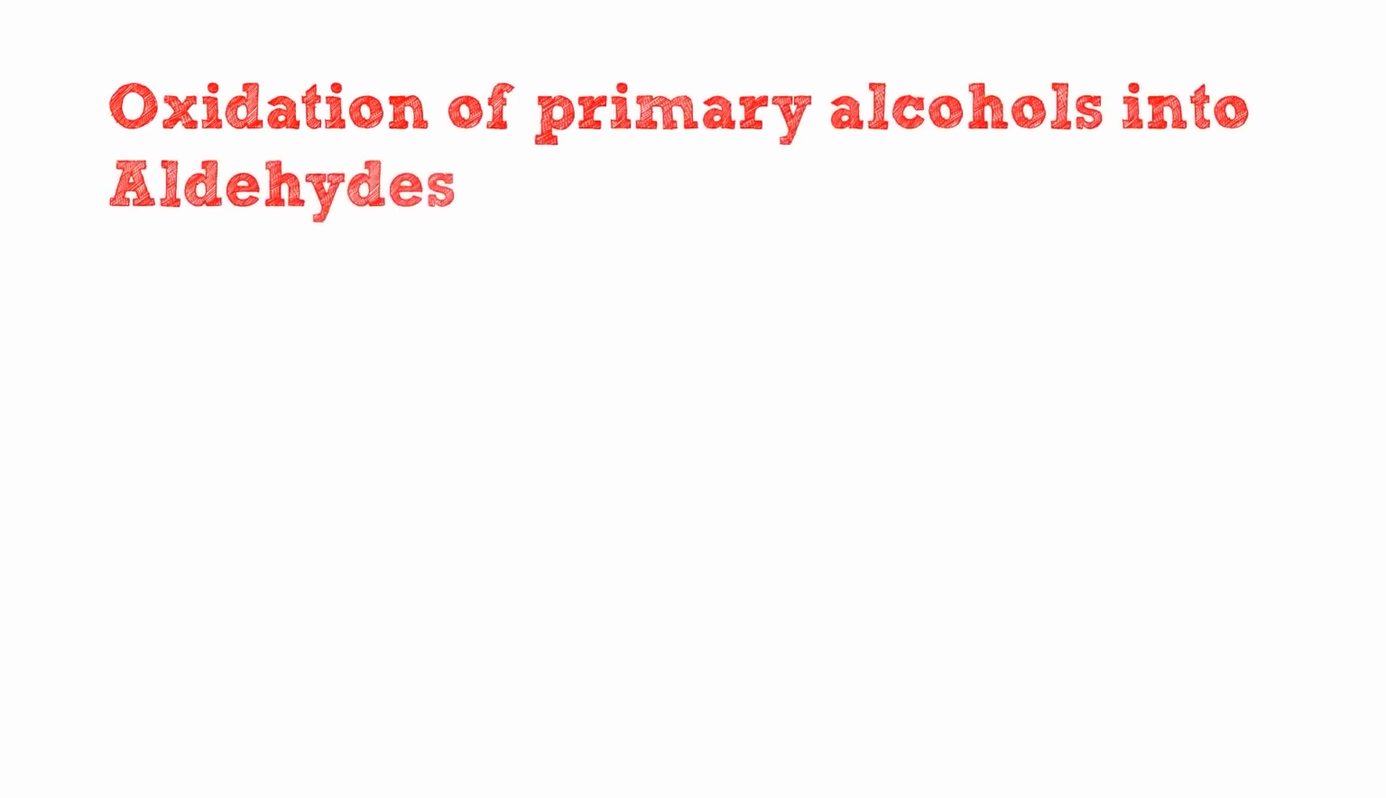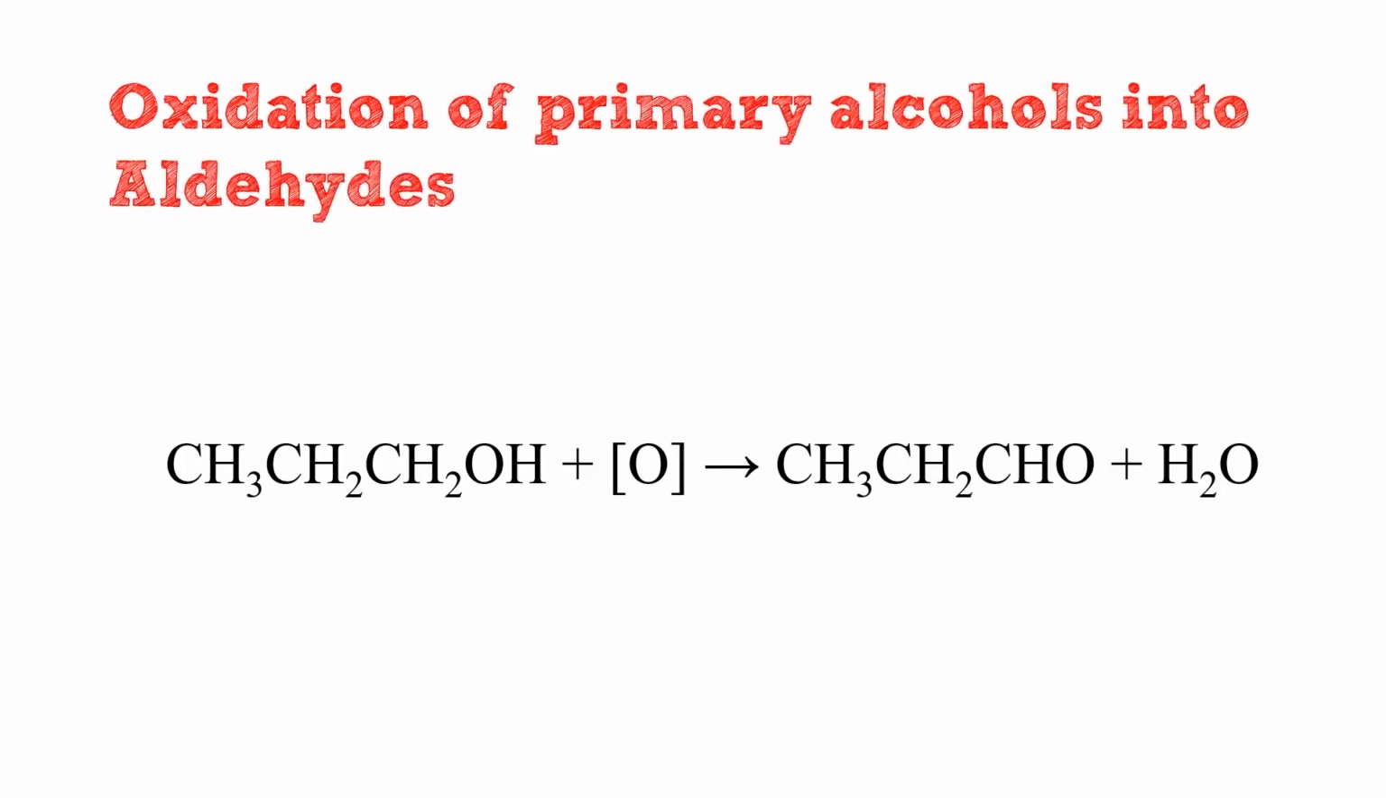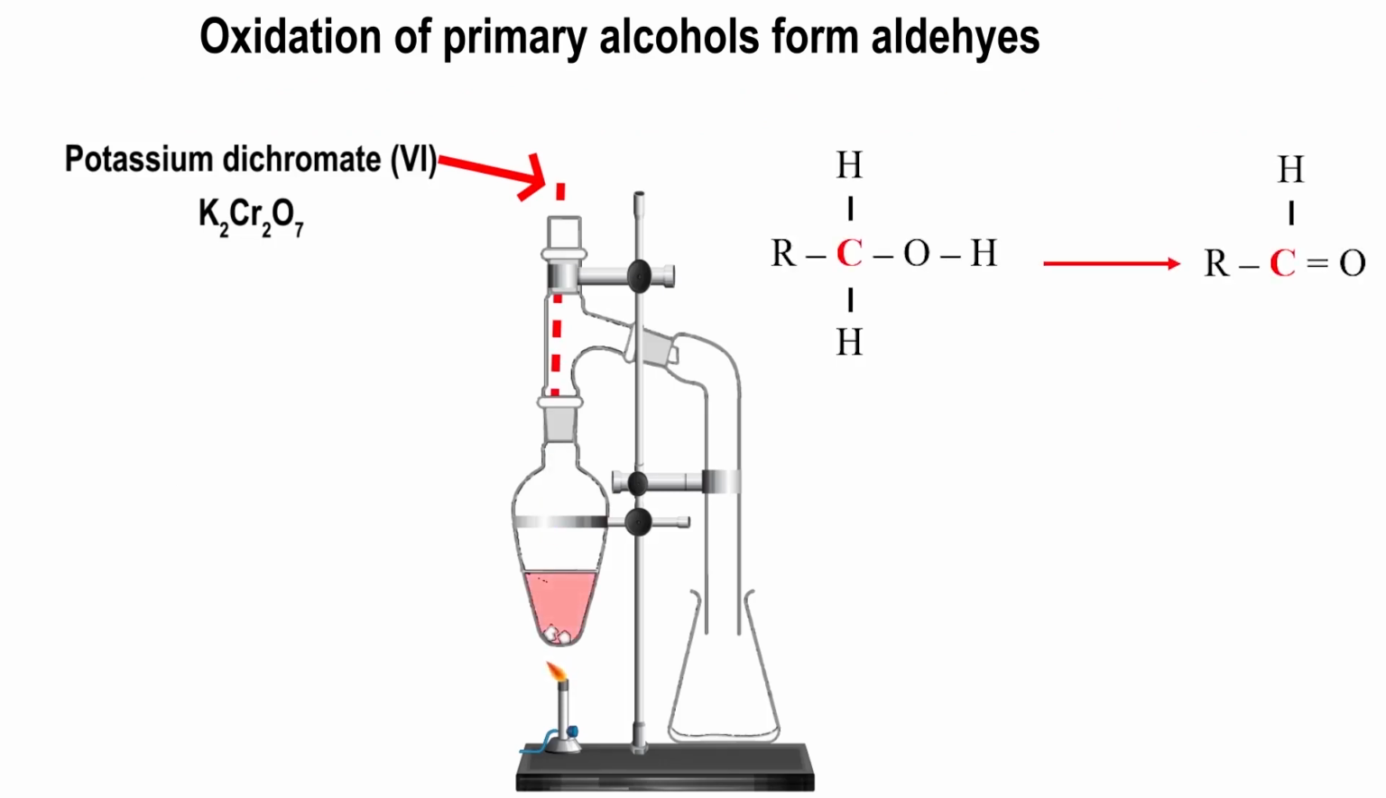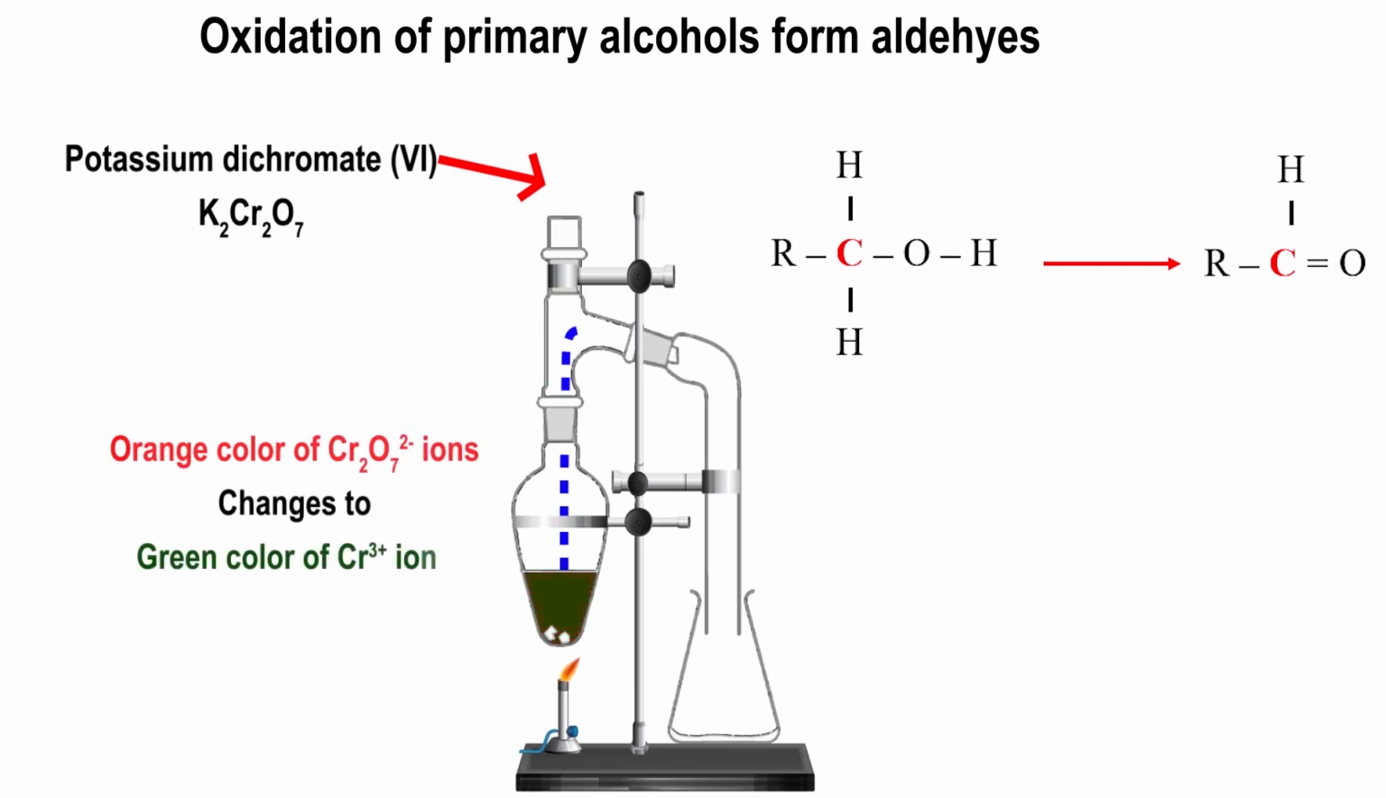First, aldehydes can be prepared from the oxidation of primary alcohols using a strong oxidizing agent. In this reaction, you can see the oxidation of the primary alcohol, propanol, results in the formation of propanal and water. In the oxidation of primary alcohols, the strong oxidizing agent, potassium dichromate, is used to oxidize the carbon adjacent to the hydroxyl group. The orange color of the dichromate ions, Cr2O7, changes to the green color of chromium ions.